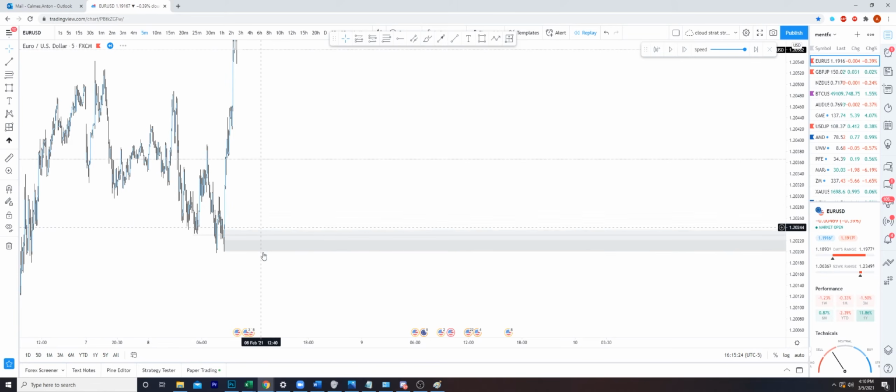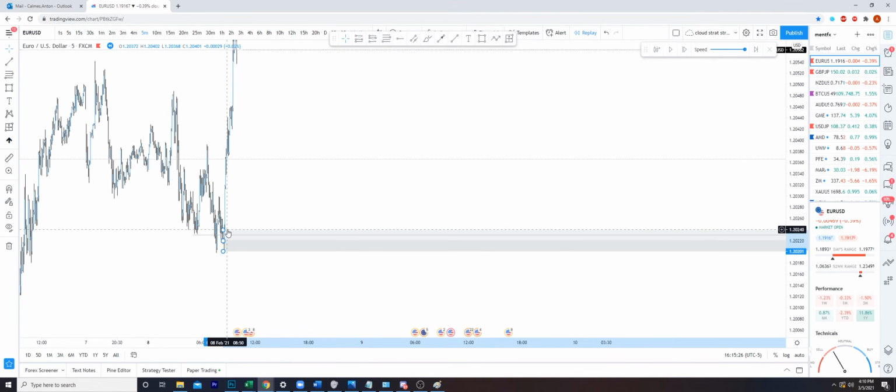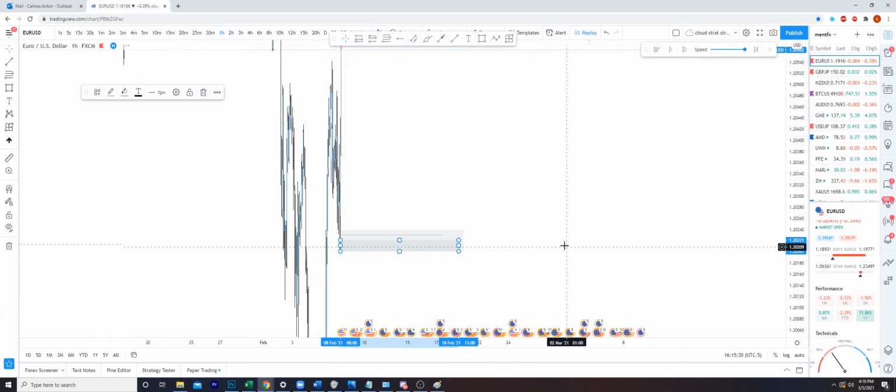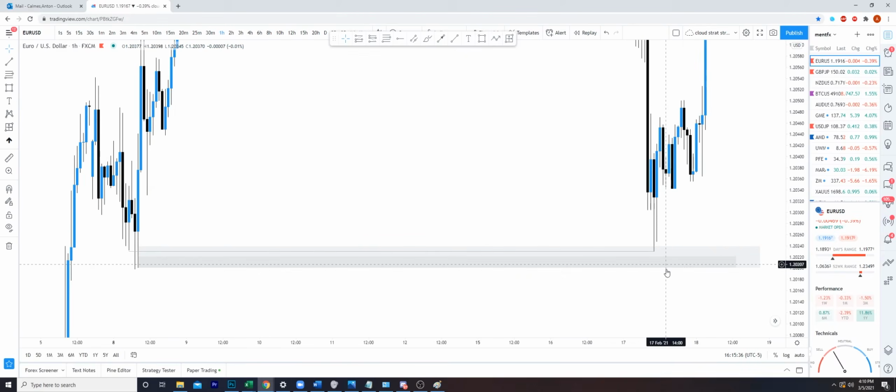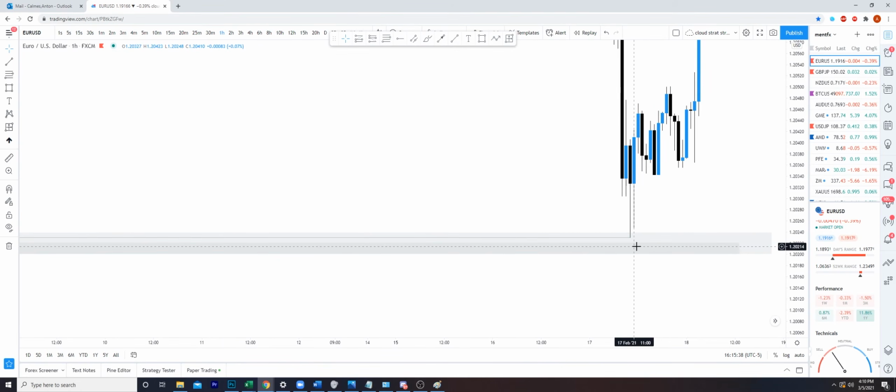So again, we have two areas that you could have refined it to. That one, the one up here, or this lower one, the one inside it, right? And again, they're both perfectly valid. Now, if we delete the replay tool and go back to where price came to mitigate, what you'll see is price actually didn't reach this one, but did reach this one. And this is the idea of not over refining too many areas.